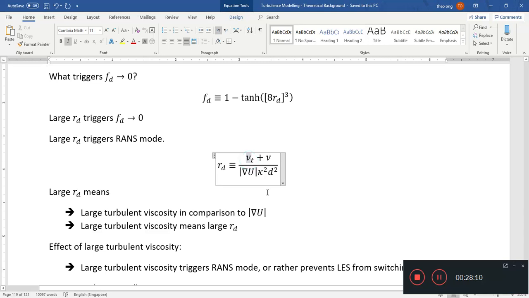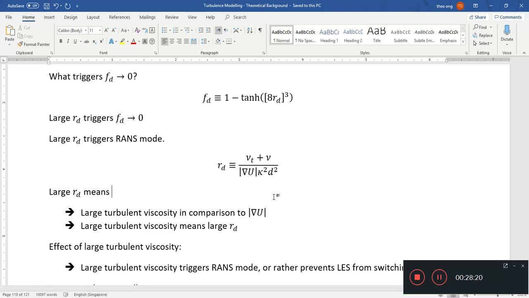Alright, so these two, I explained to you what they do and why you probably want them there, and these are ways to give you intuitive feels into the DES model. So yeah, I know I kind of run a little over time. I don't really like my videos to be more than 20 minutes, but okay, hopefully that settles the understanding for DES mode. So DDES, sorry, delayed detached-eddy simulation.